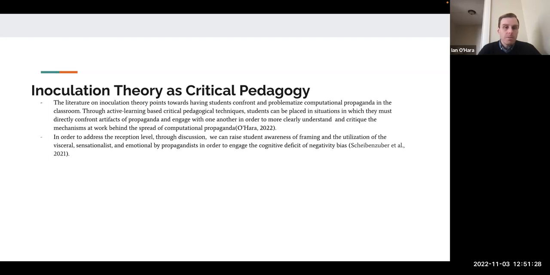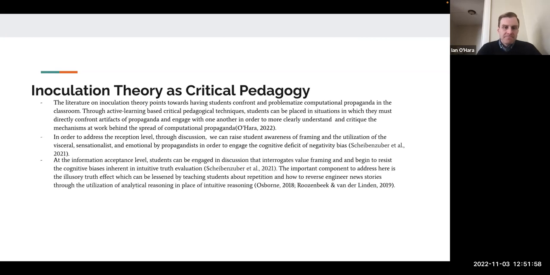talk about how propagandists like to confront individuals with visceral, sensationalist, and emotional narratives. So if something makes you extremely emotional, chances are you might want to investigate that a little further. So students can be made aware of this negativity bias and this framing concept that propagandists use in order for that information to be initially received.